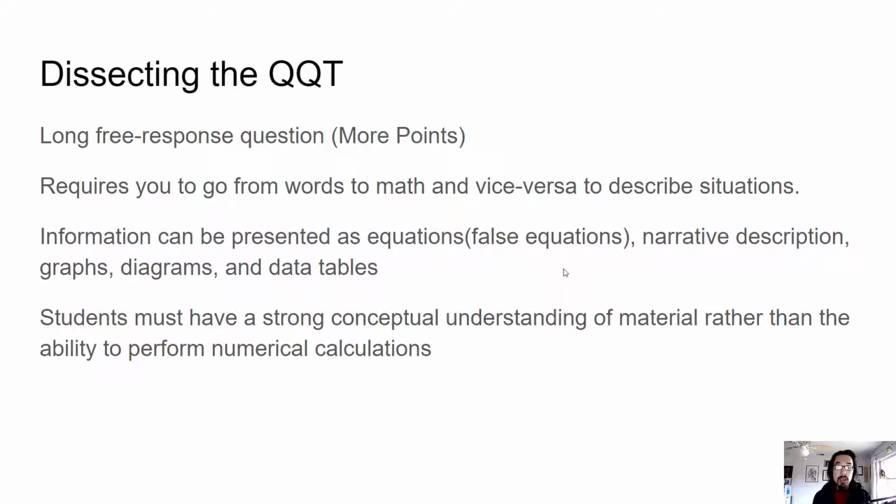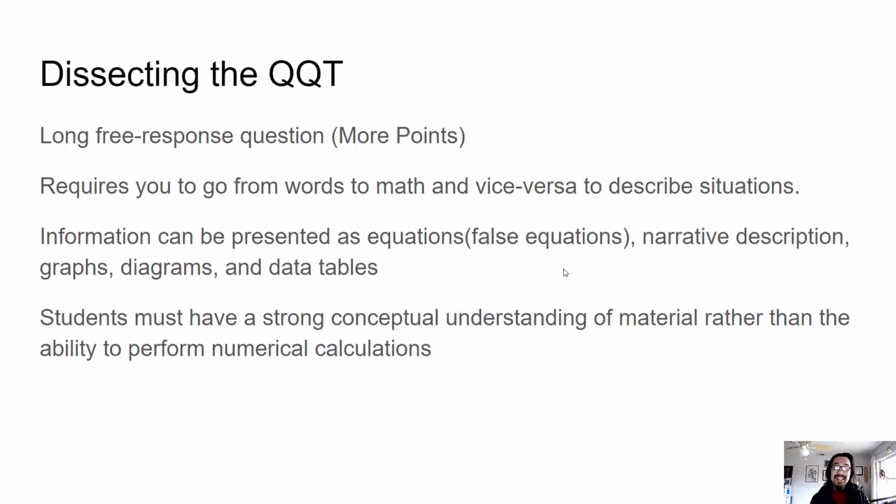The different information can be presented as equations, and also this new thing called false equations. And I'll show you an example in a little bit. But false equations are equations that you cannot find on the equation sheet. In fact, these equations don't really exist in the real world. These equations are simply there to describe a situation, and it allows you to utilize your knowledge about math and how numbers work to really see if these false equations are even remotely correct.